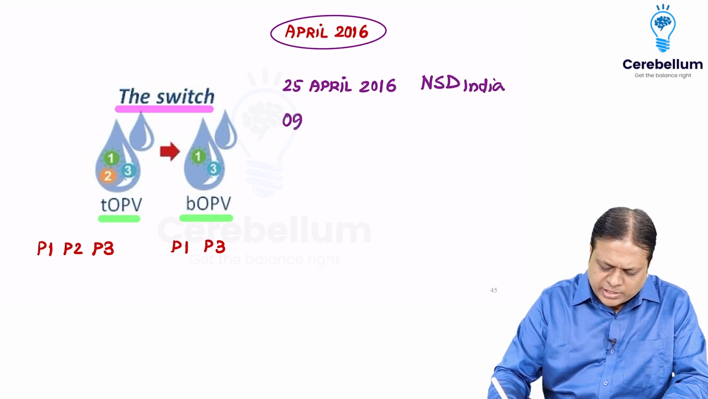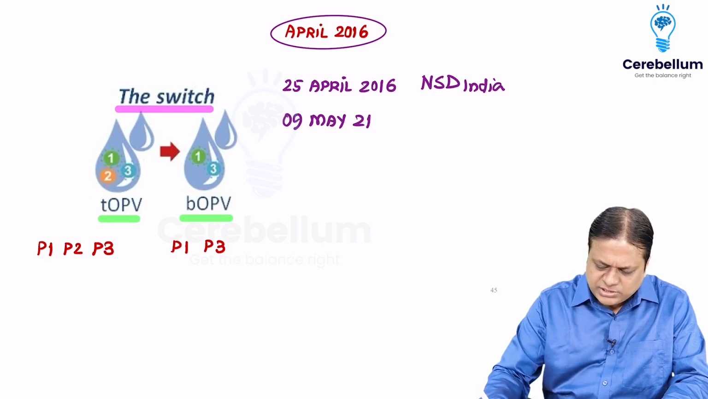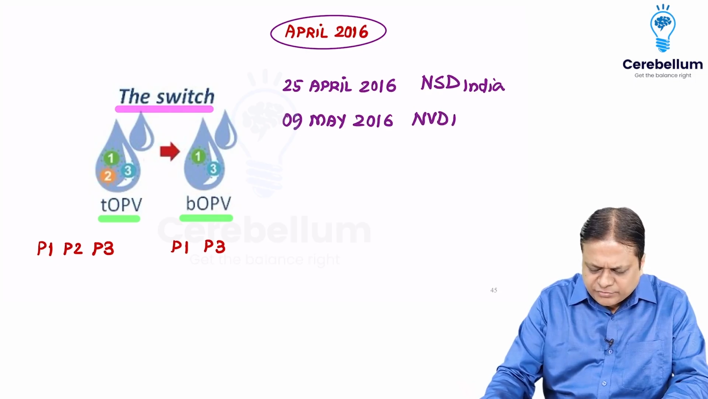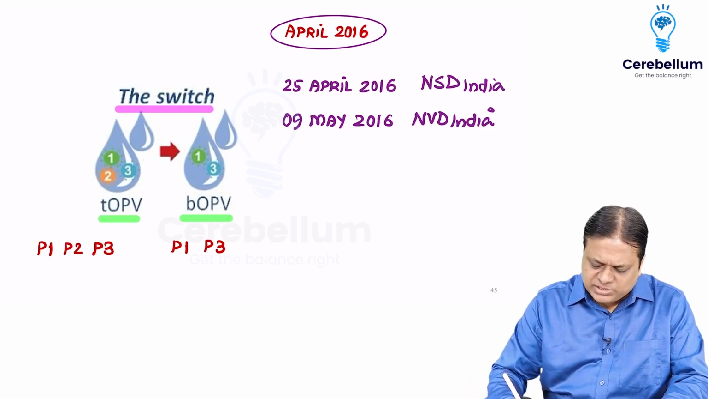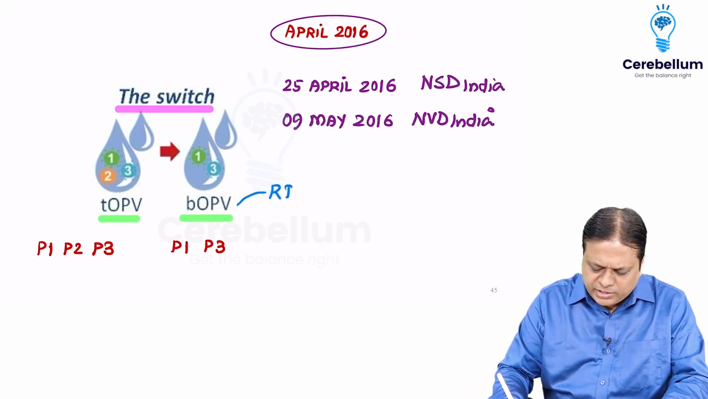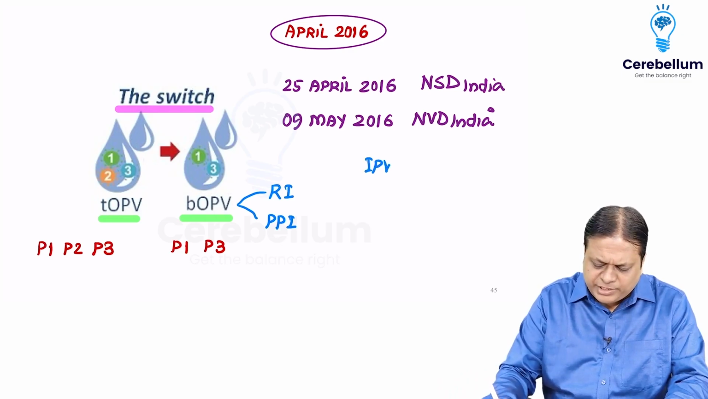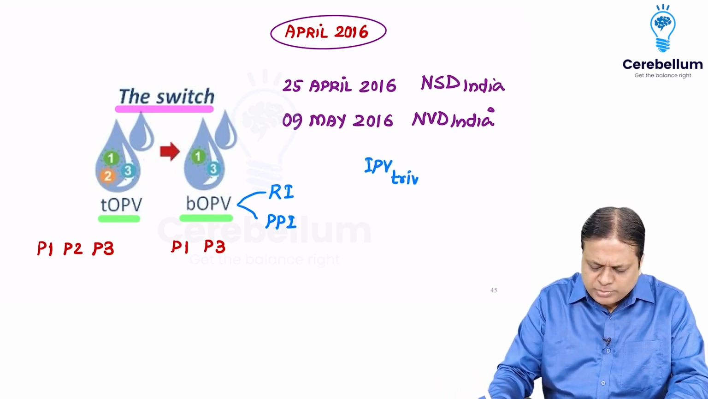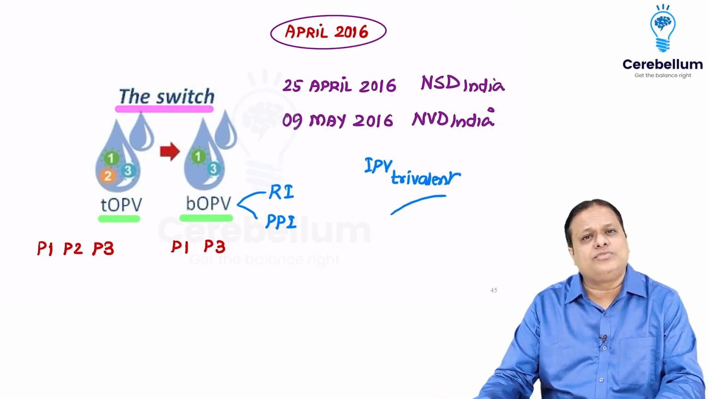Subsequently, on 9th of May 2016 was the National Validation Day of India for the same. Please remember, we are using this bivalent OPV in routine immunization also, pulse polio immunization program also. But IPV of India still continues to be trivalent in the National Immunization Schedule of India.